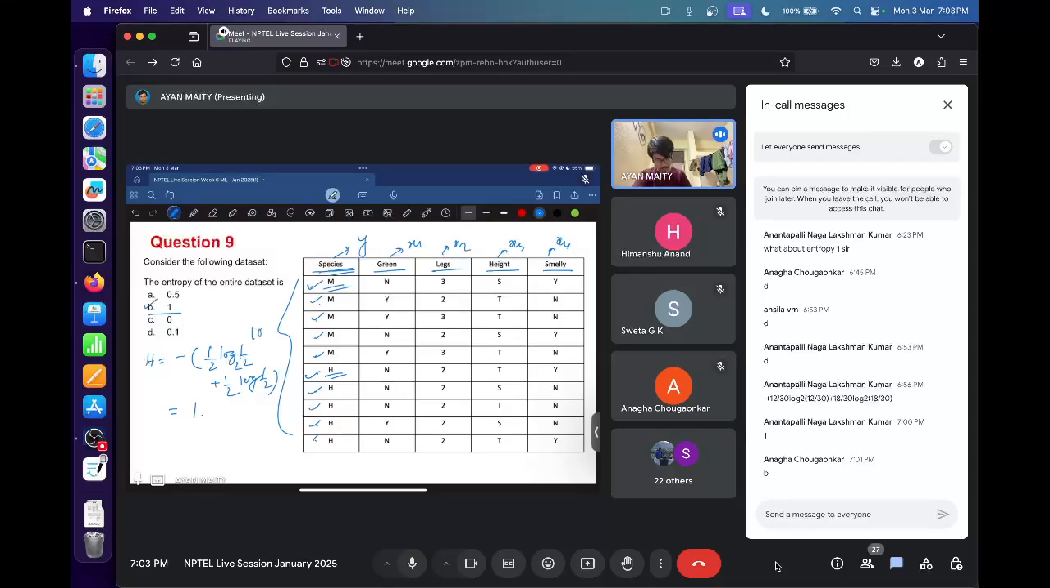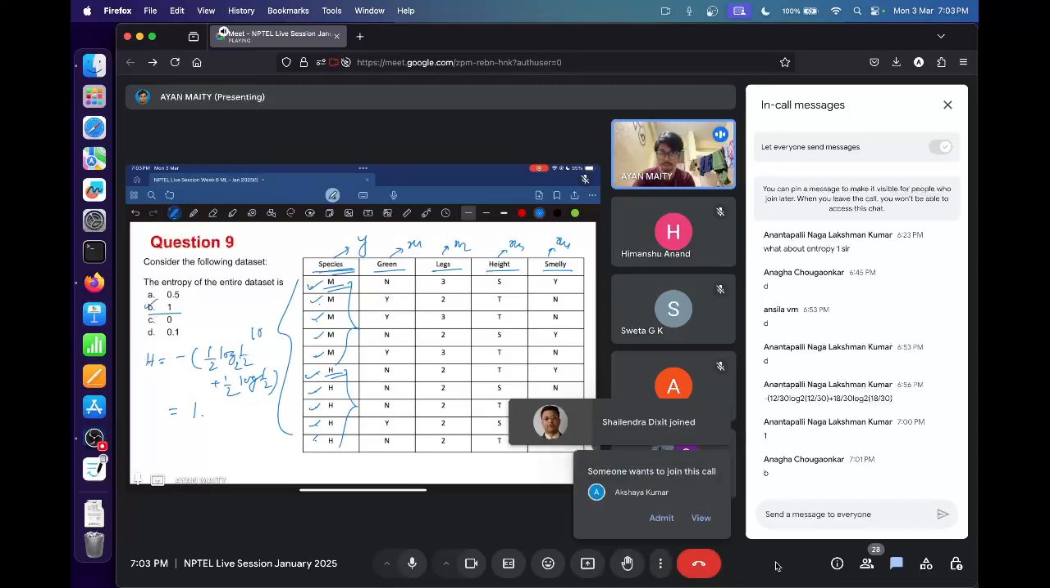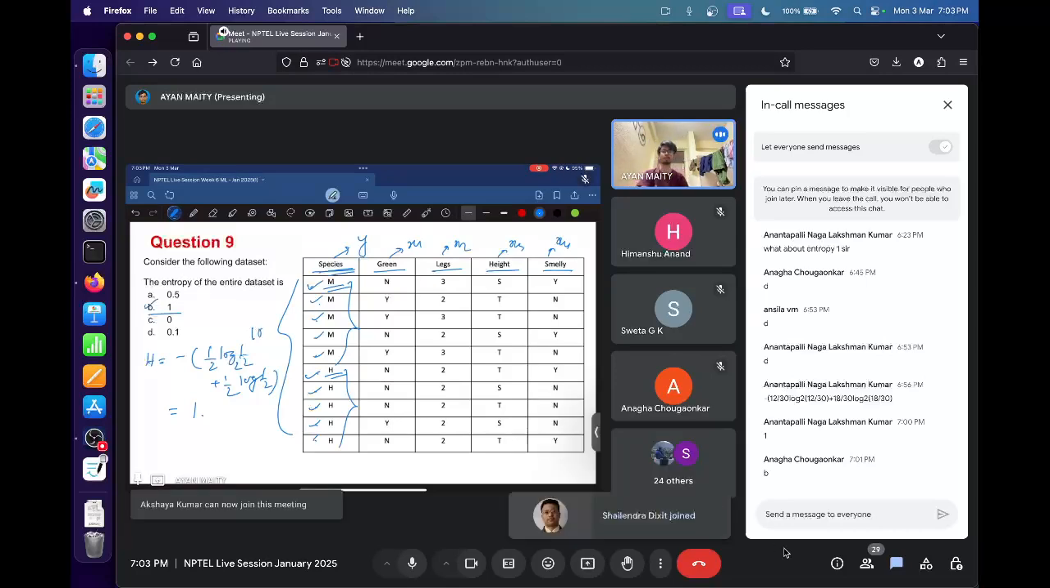So basically there are 5 m class elements and 5 h class elements. So the probability values are half and half for both the classes. So entropy would be minus of half log base 2 half plus half log base 2 half, and the output would be 1.